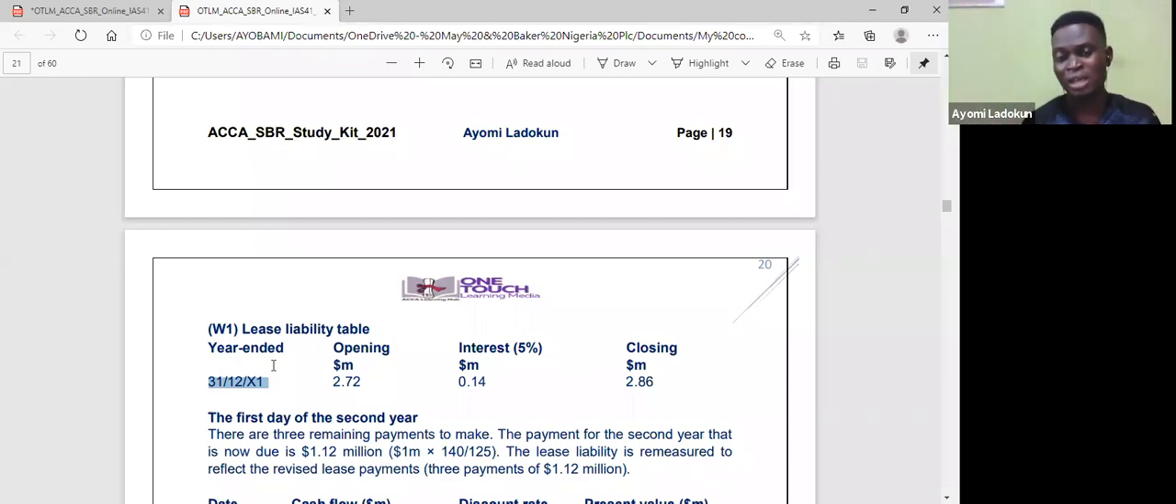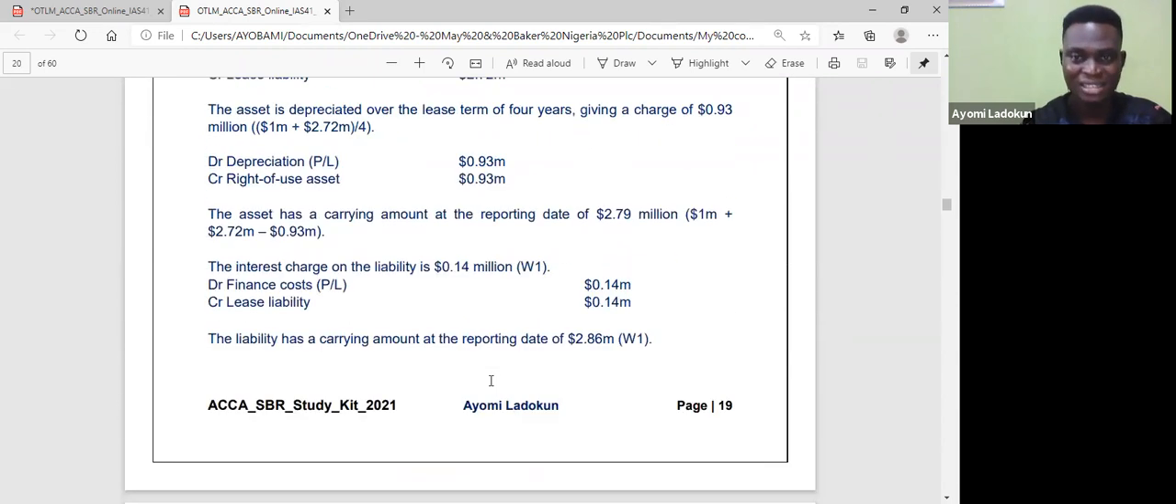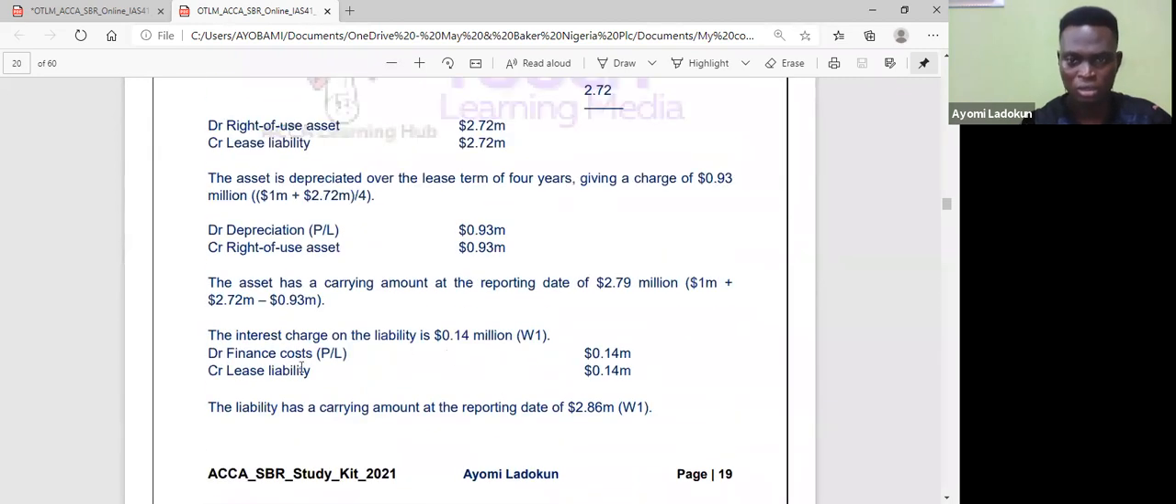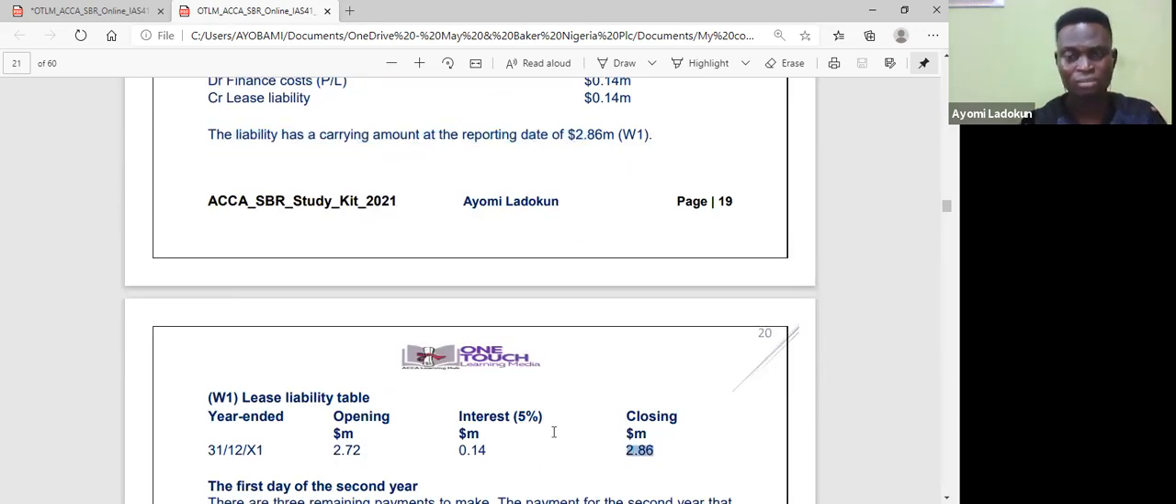So I have this 2.72. I compute 5%, just 5% on 2.72, 0.14. Then my closing is 2.86. So what happens? This will increase the current amount. That's it. The interest charge on the liability will increase it by 0.14. This is how we got the 0.14 here. So everybody's conversant with it. So credit lease liability. The liability has the current amount at the reporting date of 2.86, which is this figure. That's what we did earlier.